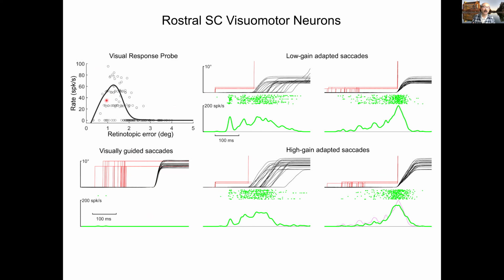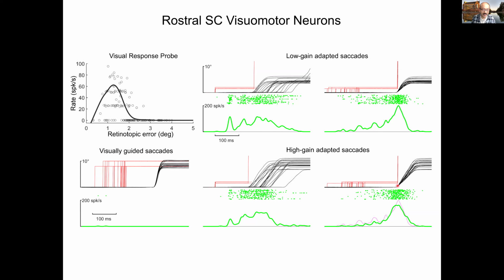This is the reason why we decided to choose a small target amplitude, so that we can have a big dissociation between the movement and the target amplitude. So we align on the target step. As you expect, we see a visual response in both low gain and high gain adapted saccades. Then we align on the saccade onset. During low gain, you have a big burst, even though the saccade is rather large, at least close to 4 degrees or so.